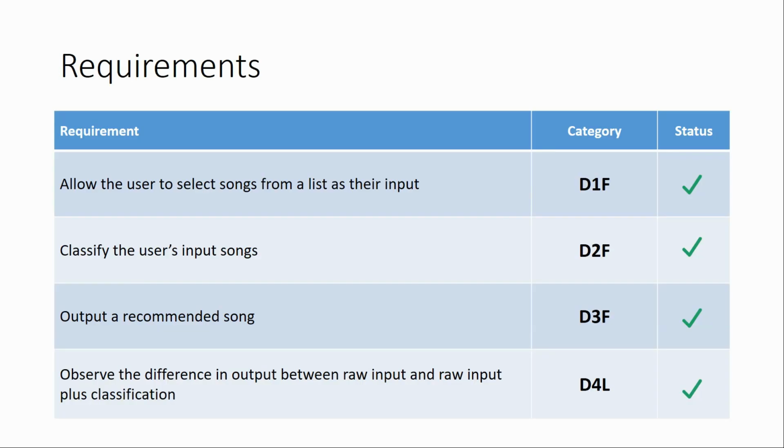These are the goals I set out to hit when I started the project. They're pretty straightforward. Basically, I'm just making sure that I can take an input from a user, classify the user's songs, and output a recommended song. So those two things are definitely distinct processes, and I'll get to that later in the presentation. And then lastly, I wanted to observe the difference in output between the raw neural network and the neural network plus the k-means classification.